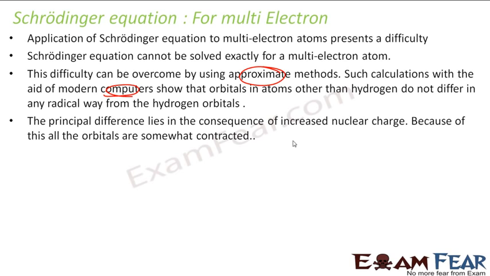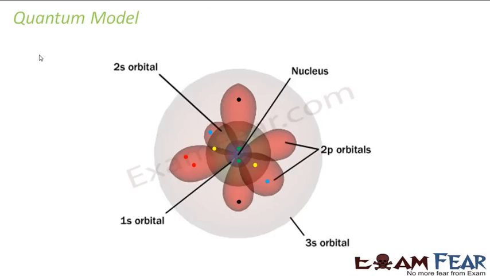And the main difference is the increase in nuclear charge, because of which the orbital gets contracted, and a lot of things happen. This is a little complex equation, the Schrödinger equation. Let's start with the quantum model. In the quantum model, this is how the atom looks.